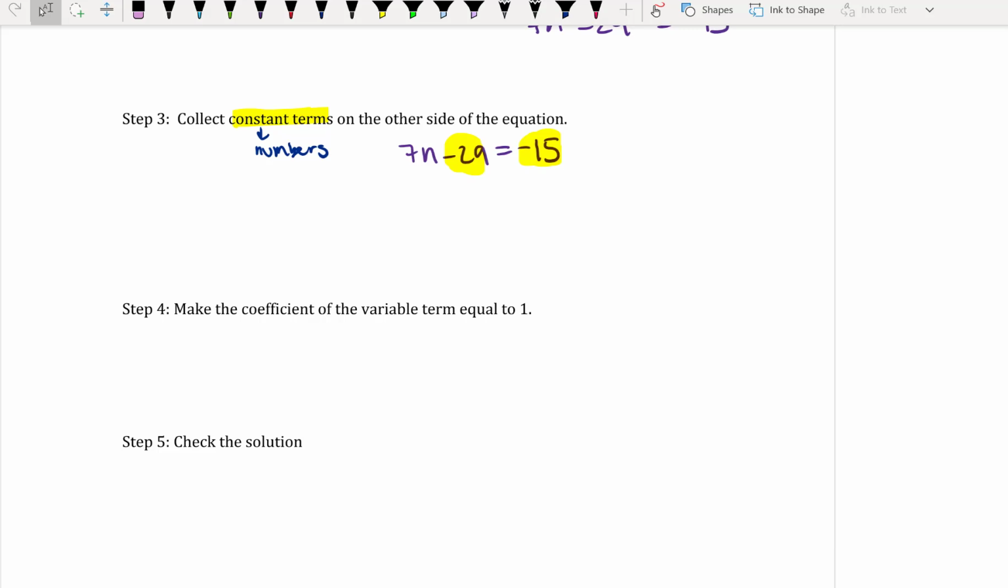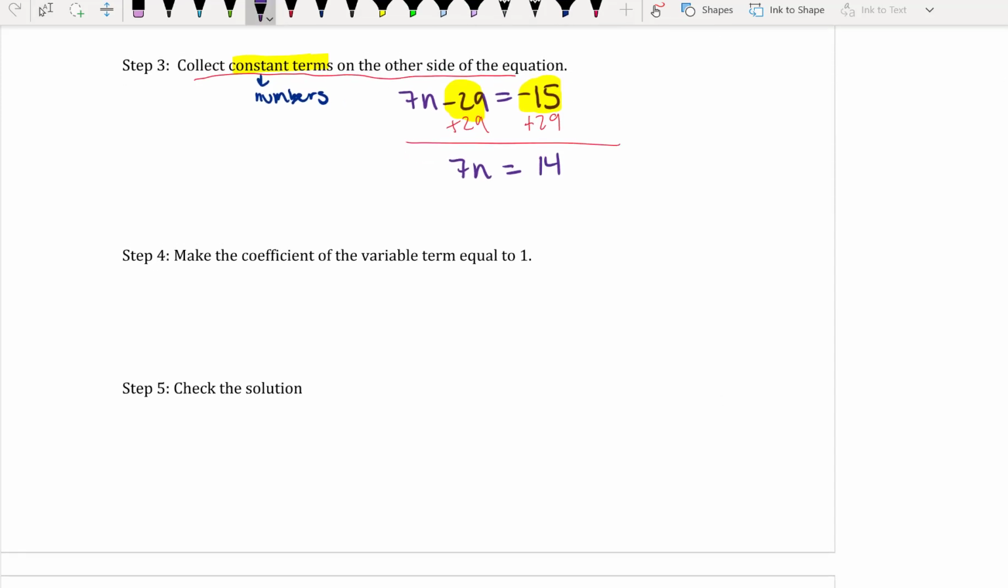So here, since I have a 7n minus 29, you want to isolate that variable as much as possible. So I'm going to add the 29 to both sides. That's collecting the constant terms on just one side of the equation. So now I'm going to have 7n is equal to, and now negative 15 plus 29, that's going to be a positive 14.